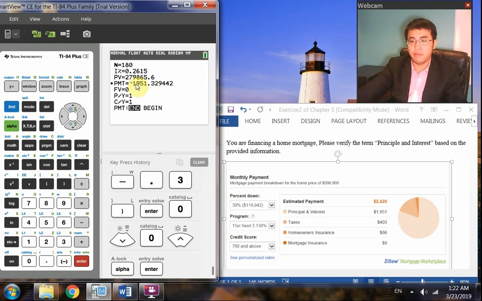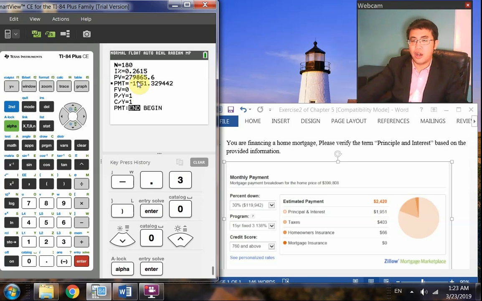And you will see my monthly payment is negative 1,951. So that's how much I pay. It's negative because today I borrow this much money, $280,000 like that, and then I need to pay later. So that's going to be a cash outflow later for the payment.